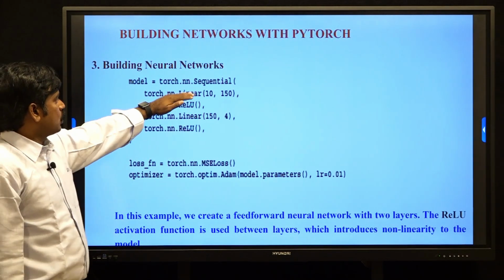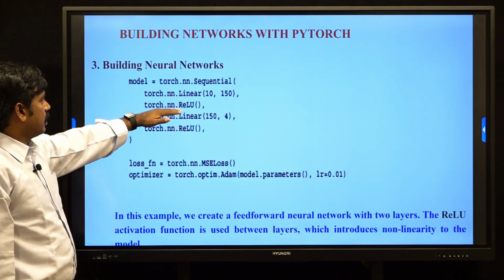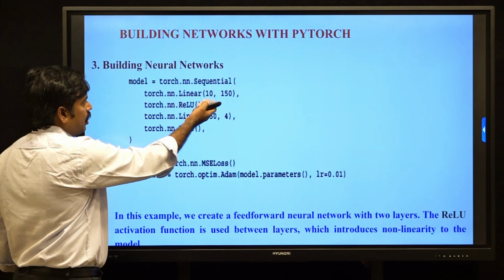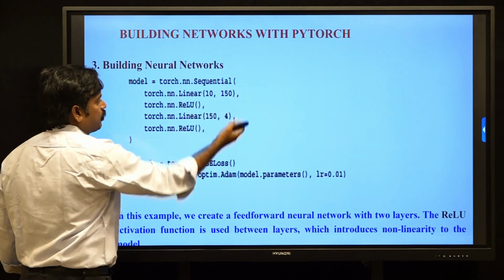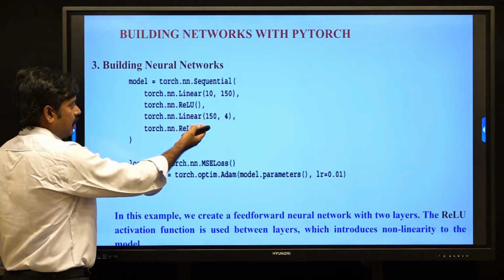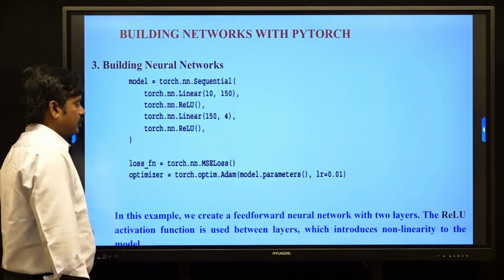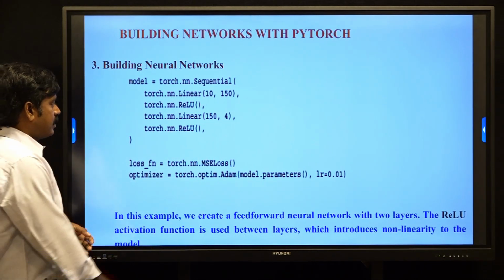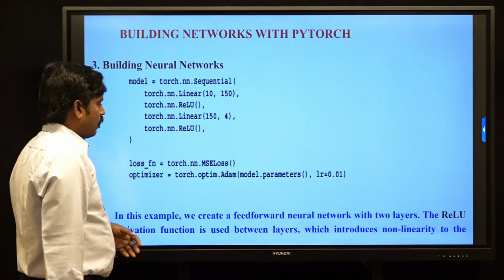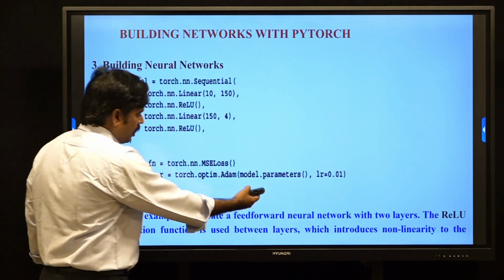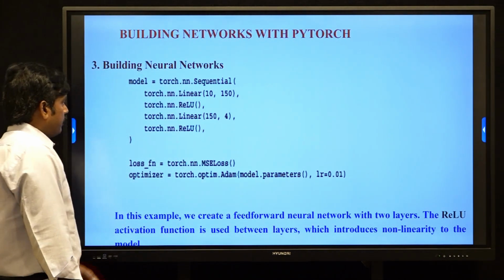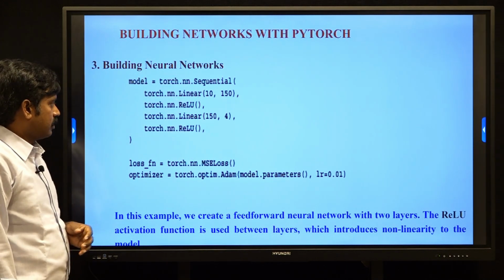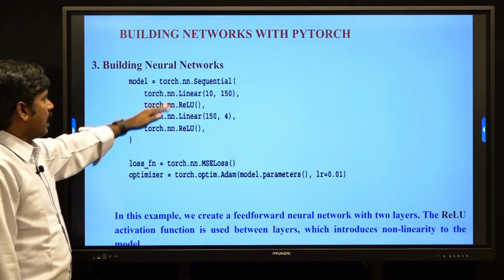Here there are 2 layers. Each layer's output is connected to a ReLU activation function in both layers. The first layer has 10 inputs and 150 outputs. The second layer has 150 inputs and 4 outputs. This example also uses the MSE loss, mean square error loss, and the optimization is Adam optimization. This is how we use torch for building neural networks with the torch.nn module.